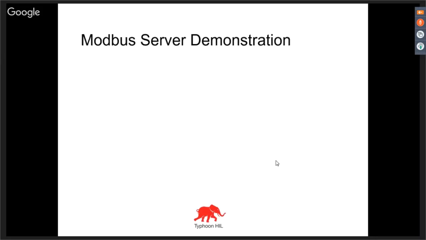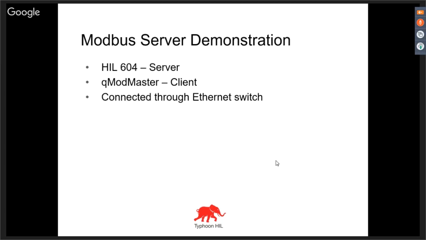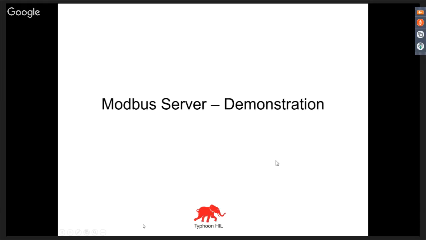So first, a Modbus Server demonstration. For this demonstration, HIL 604 will be a server, Modbus Server, and we will use an external Modbus client called Pure Modmaster, from which we will control and read the values of the simulation. And as I said, they are connected through Ethernet switch. So let's see how that looks in a schematic.